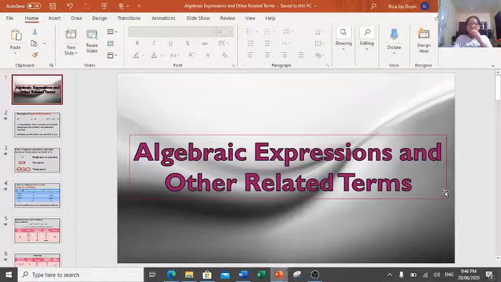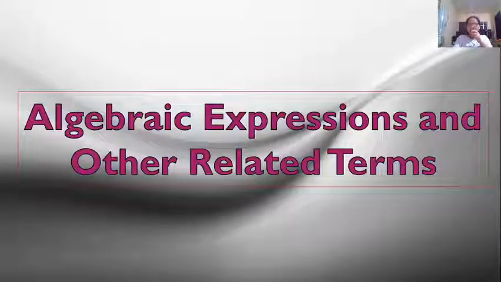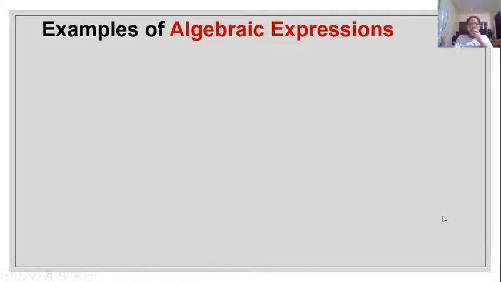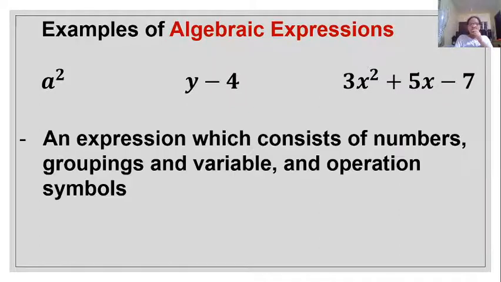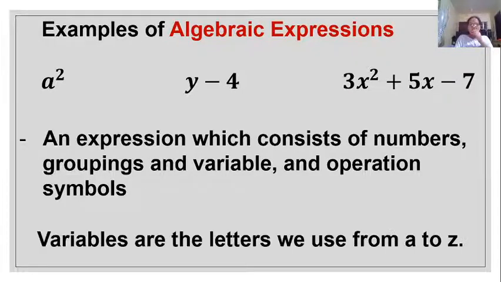Today we will talk about algebraic expressions and other related terms. What are examples of algebraic expressions? We have a squared, y minus 4, 3x squared plus 5x minus 7. So an algebraic expression is an expression which consists of numbers, groupings, variables, and operation symbols.